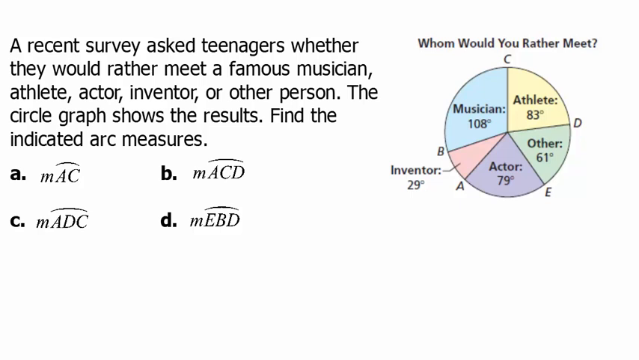Okay, we can have all kinds of information on circle graphs. And on those circle graphs, we're still looking at the measures of the arcs compared to the central angles. Those are the same. So arc AC includes inventors and musicians. So I would add those two together. And I'm going to get 137 degrees.